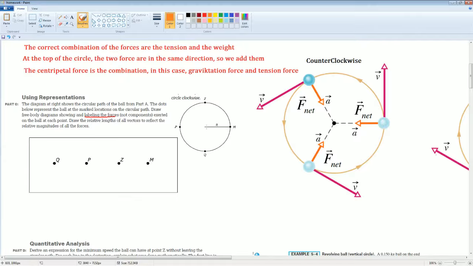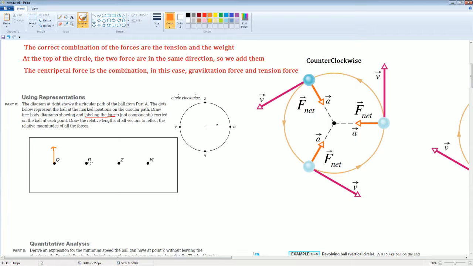And again, here's the string. So if the string is down here, how is the force acting? The string is pointing upwards towards the center, right? And what about P? Again, it is pointing towards the center, right?